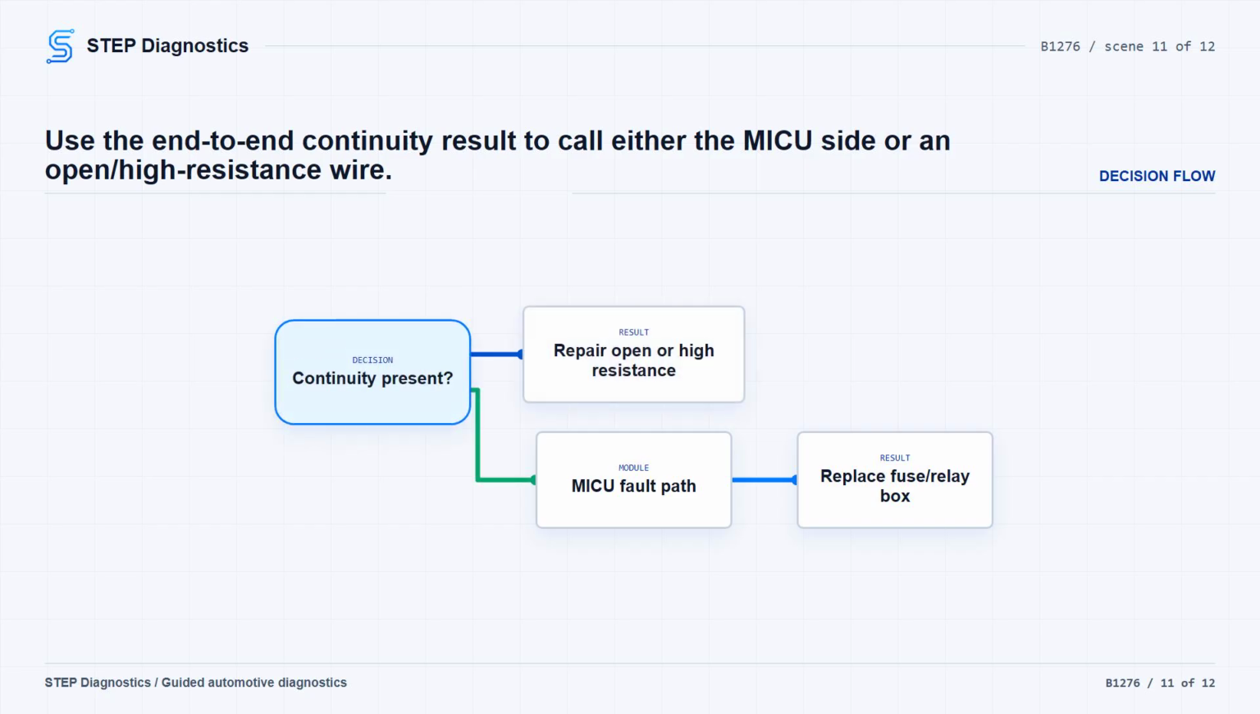If continuity is present where checked, the diagnostic result is a faulty MICU, and the repair path is to replace the under-fuse/relay box. If continuity is not present, repair the open or high resistance in the wire.